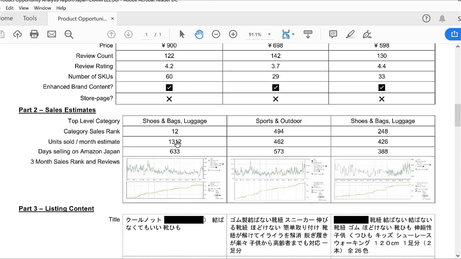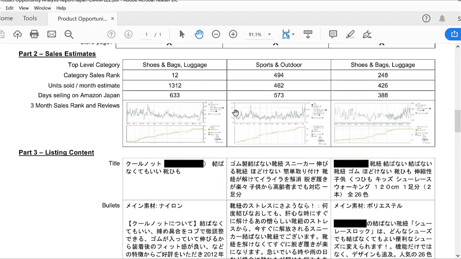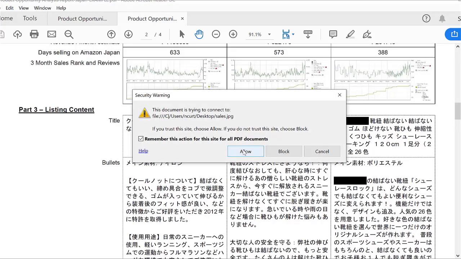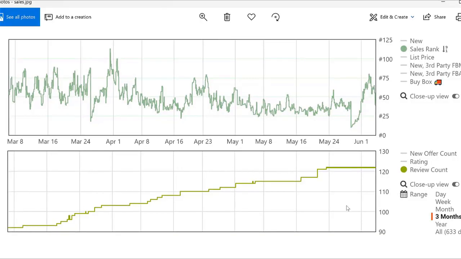So we say the best selling product sells about 1,300. The number 2 best selling or most related product sells about 500 and 400. So again, you can get the size of the market. We then insert a sales rank and review rate over time. So this is for the last 3 months. And if you click on this thumbnail image, it opens up a full-size screen so you can see it over time. So this is just a snapshot of the last 3 months sales rank and also review rate.